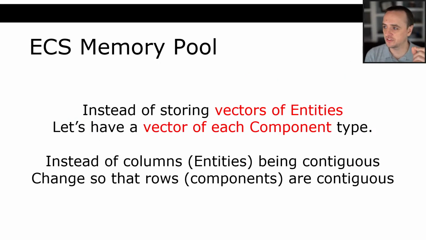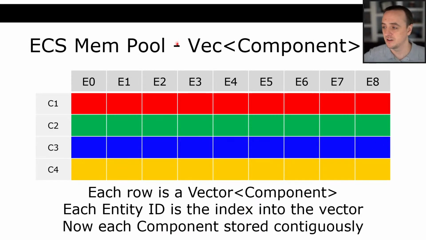But we just talked about how we don't want entities to be contiguous. We want to have components be contiguous. So instead of columns being contiguous, let's change it so that the rows are contiguous. How would we do that? Well, we're going to have it like this.